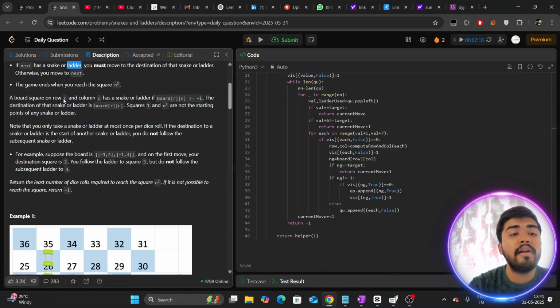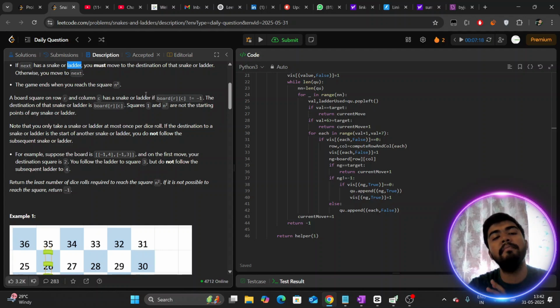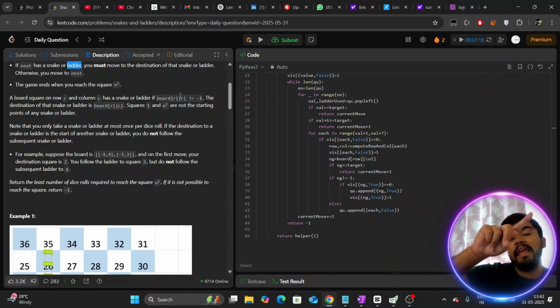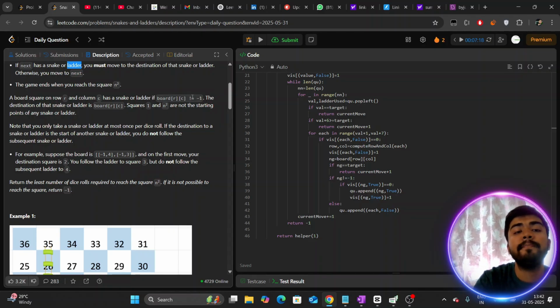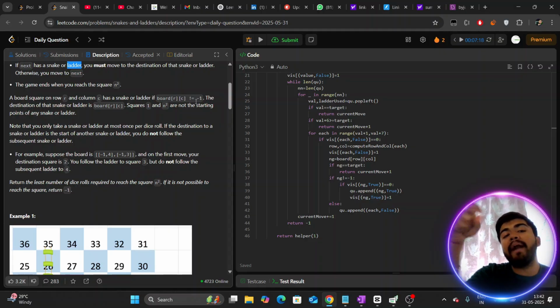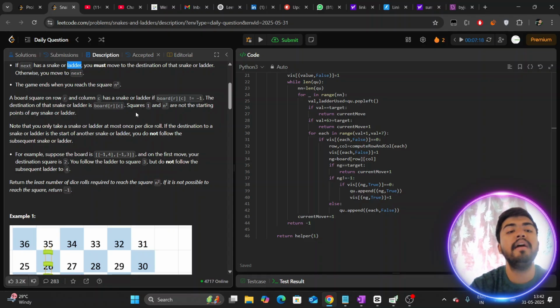Now a board square on a row r and column c has a snake or ladder if board[r][c] is not equal to -1. The destination of the snake or ladder is board[r][c]. So they have basically already given you a board where board[r][c] represents whether there is a snake or ladder. If it is -1, there is no snake or ladder, but if it is not -1, then from that particular row and column you are not just allowed, you are bound to make a jump to the value written in that particular cell, right?